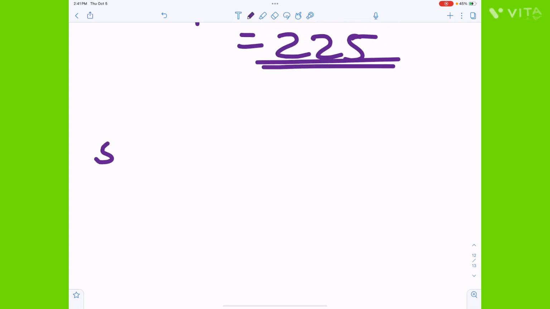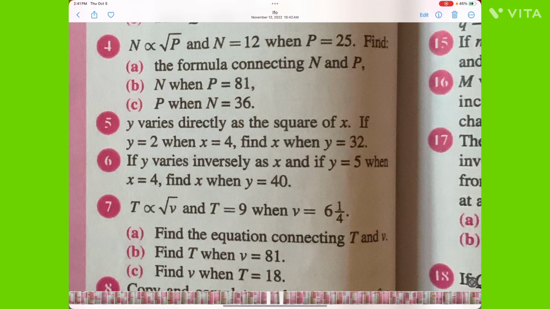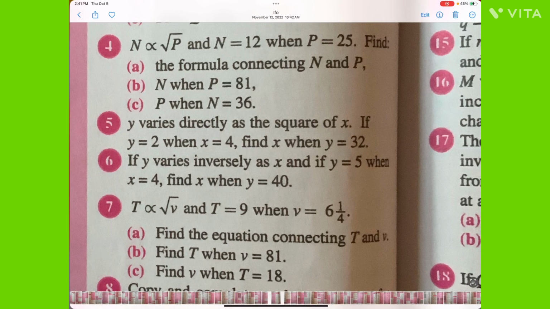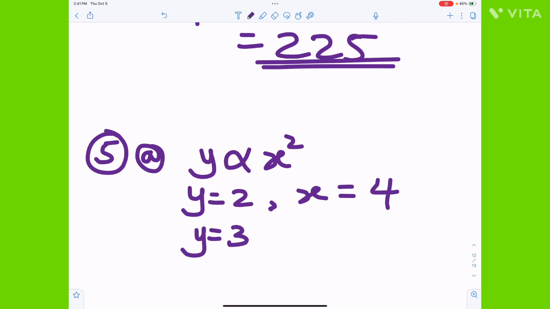Y varies directly as the square of x. It says y is 2 when x is 4. The question now says find x when y is 32. When y is 32, find x.